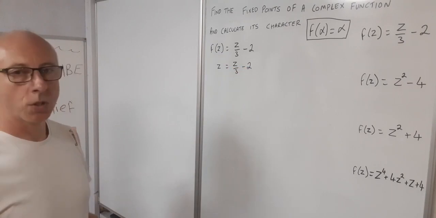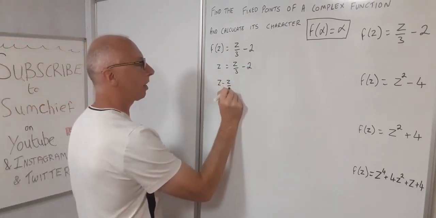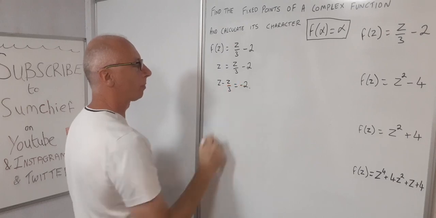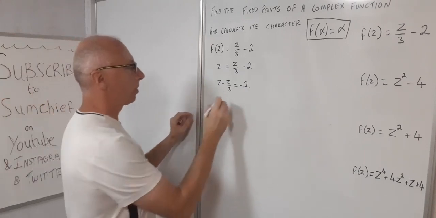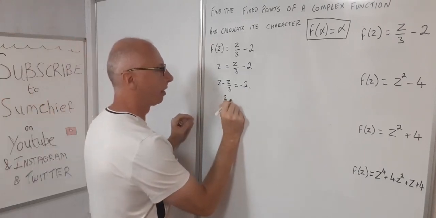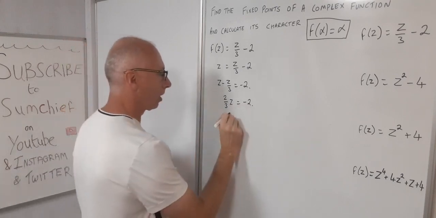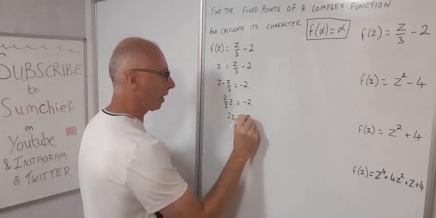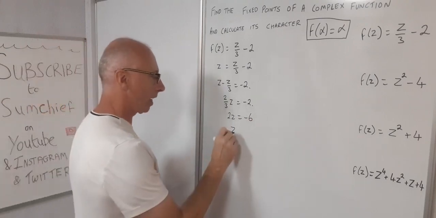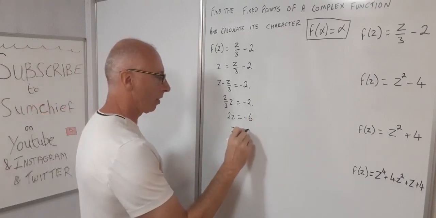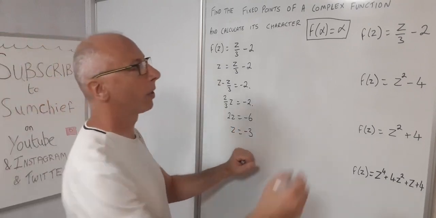Okay, so now we do some algebra here and then we can solve this, that's for sure. So z minus z over 3 equals minus 2. Now z minus a third of z just gives us 2/3 of z. That equals minus 2. Multiply both sides by 3. 2z equals minus 6. Now divide both sides by 2 and we get z equals minus 3. Okay, so that's our first fixed point.